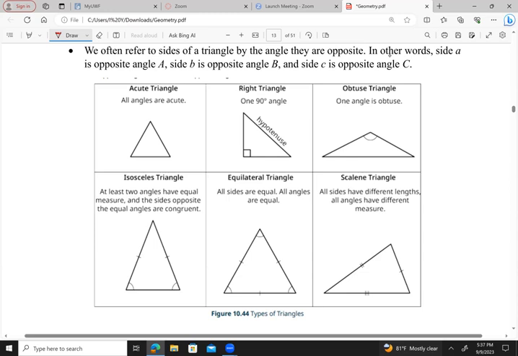And we have an isosceles triangle. At least two angles have equal measure, and the sides opposite the equal angles are congruent. That means they're the same length. An equilateral triangle, all sides are equal, and all angles are equal. A scalene triangle, all sides have different lengths, all angles have different measures.